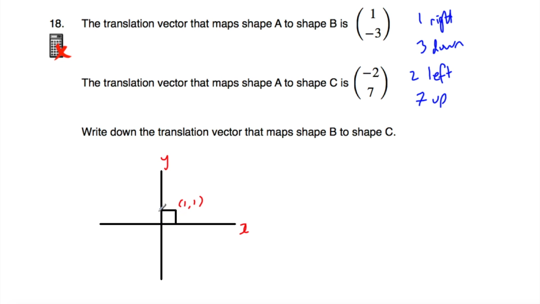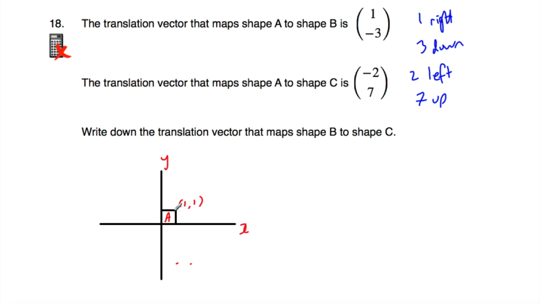All the sides have a length of 1 unit. So we've got this square, and that's going to be A. Let's translate it to shape B, that's 1 square to the right and 3 squares down. The bottom left-hand corner of the square would move 1 right, and then 3 down to negative 1, negative 2, negative 3. And that's the bottom left-hand corner. Let's do the bottom right-hand corner. It moves 1 to the right and then 3 down, so it moves to there.